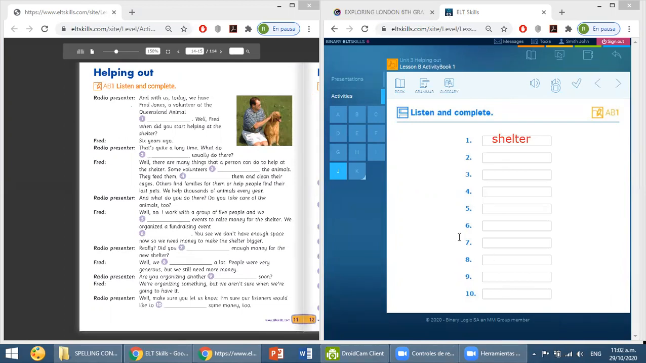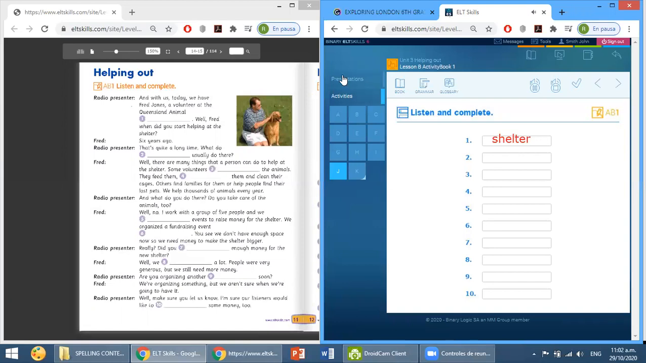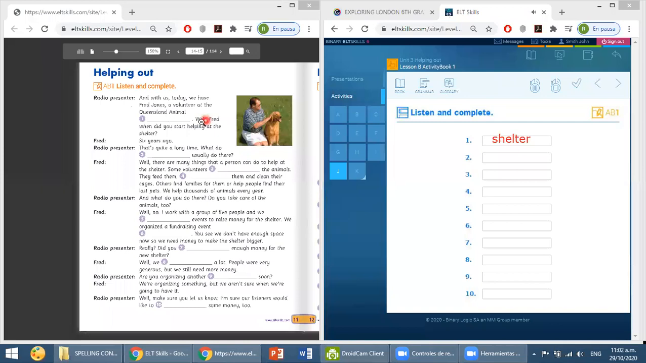Listen, repetition one. And with us today, we have Fred Jones, a volunteer at the Queensland Animal Shelter. Well, Fred, when did you start helping at the shelter? 6 years ago. That's quite a long time. What do volunteers usually do there? Well, there are many things that a person can do to help at the shelter. Some volunteers take care of the animals. They feed them, exercise them, and clean their cages. Others find families for them or help people find their lost pets. We help thousands of animals every year. And what do you do there? Do you take care of animals too?